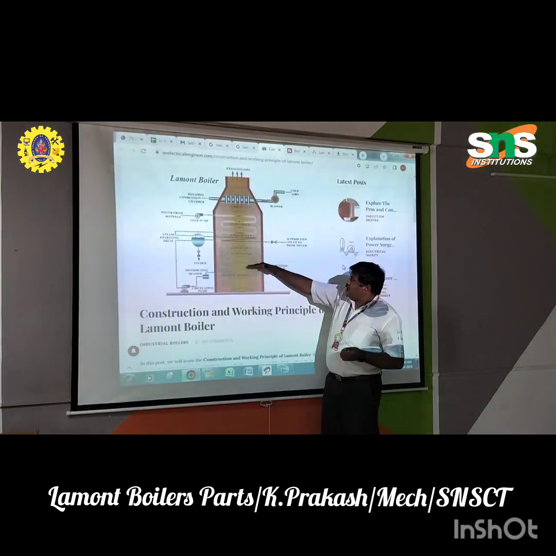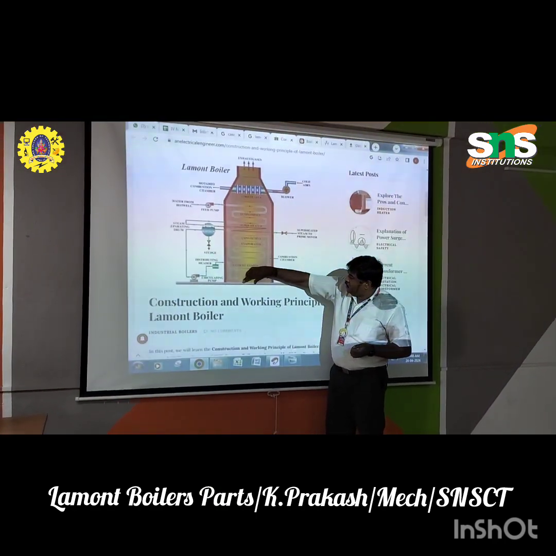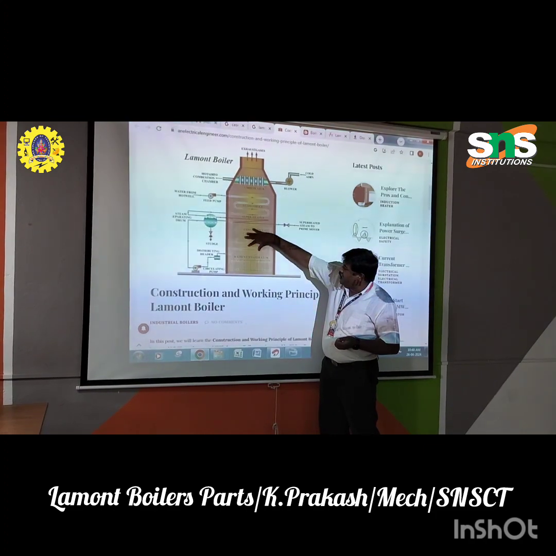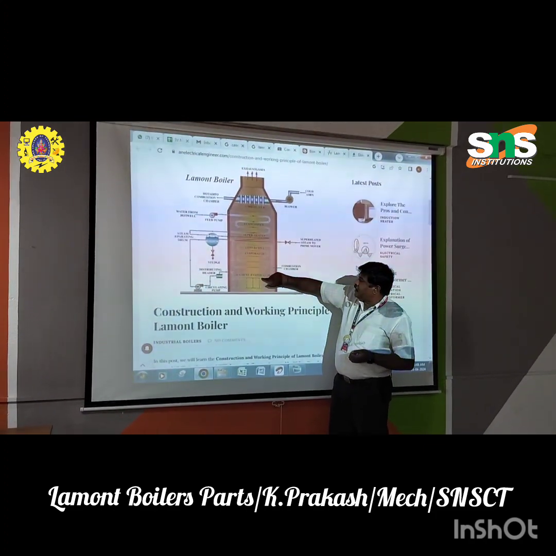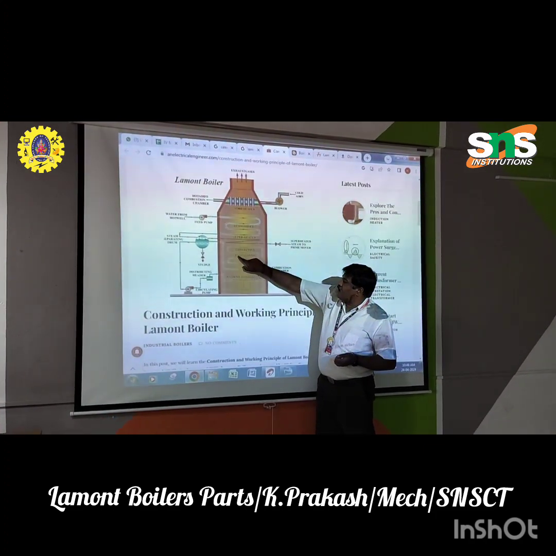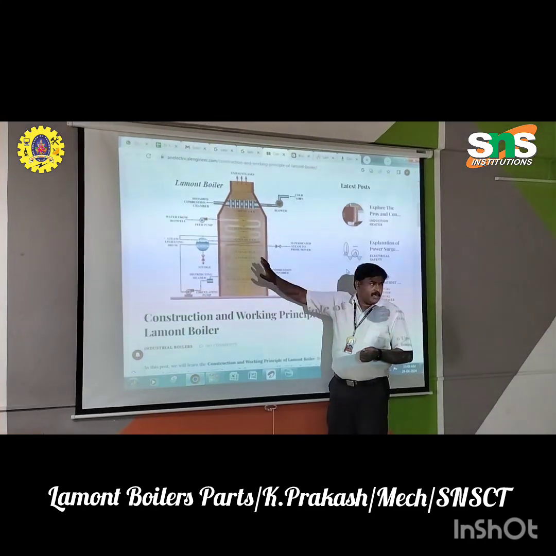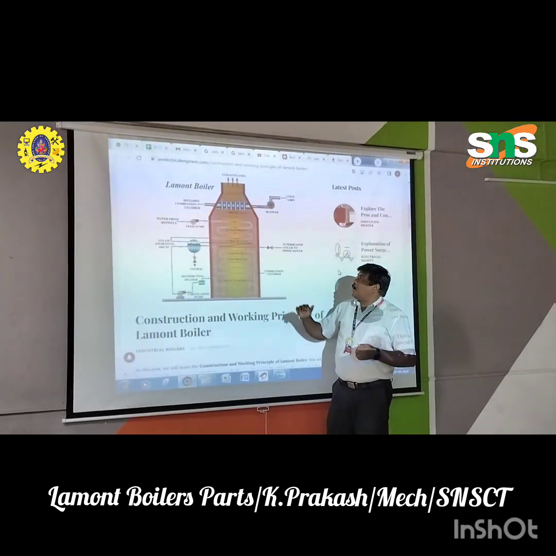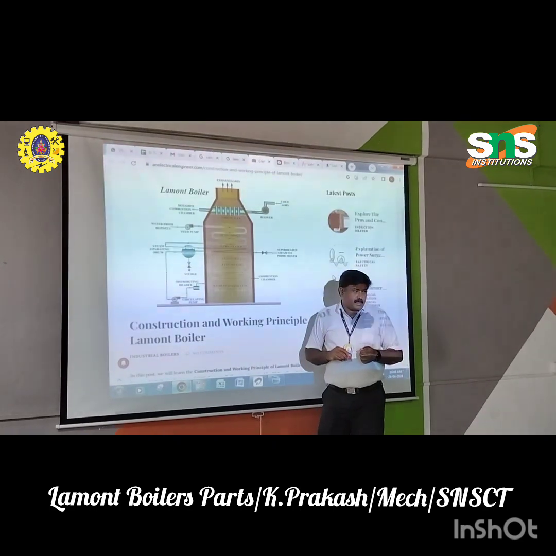This completely is the combustion chamber. Here the flue gas which is burnt comes here. So here it is the radiant evaporator, and here it is the convective evaporator. These are the main parts of the Lamont boiler.